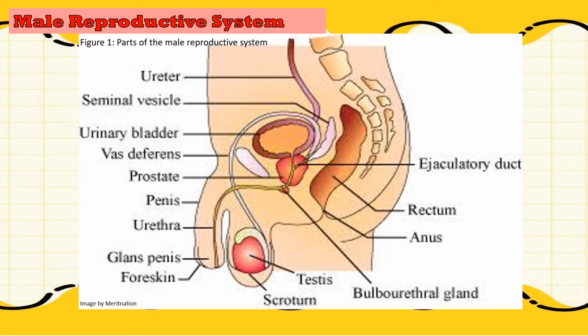The urethra is integrated in the most prominent structure of the male reproductive system, which is the penis. The tip of the penis is called the glans penis, which is enclosed by a foreskin. The penis basically delivers the semen or the sperm cell into the female's vagina during coitus or mating. Those are the basic parts and functions of the male reproductive system.